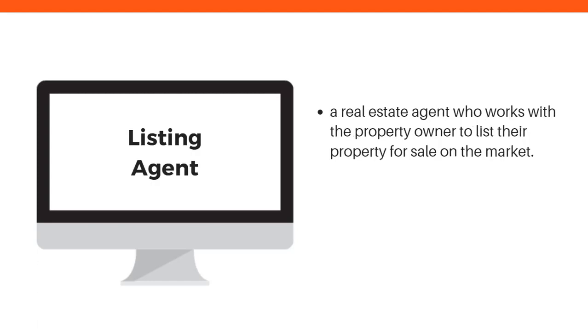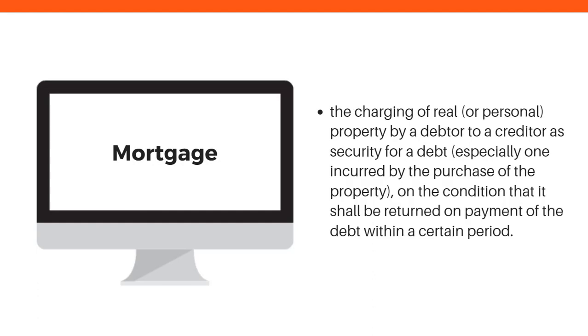A listing agent. This is the real estate agent who works with the property owner and helps them list their home on the market for sale. A mortgage. This is the charging of real property by a debtor to a creditor as security for a debt, especially one incurred by the purchase of property, on the condition that it shall be returned on payment of the debt within a certain period.